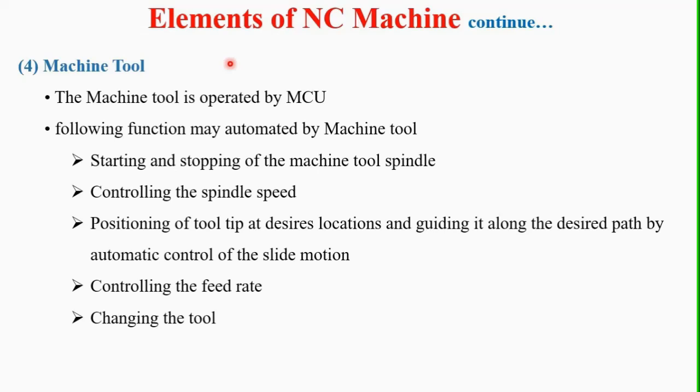Then the following functions may be automated by this machine tool. Starting and stopping of the machine tool spindle and controlling the spindle speed may be carried out by these automated functions. Then positioning of the tool tip at desired locations and guiding it along the desired path by automatic control of the slide motion. Controlling the feed rate and changing the tool are some of the functions of these machine tools.